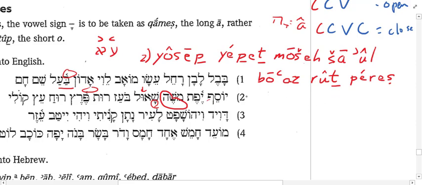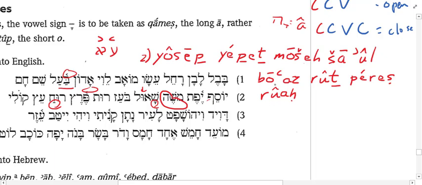The next word is resh. It's an R. A shurik, which is a historically long U. And then notice that we have a het with a pathak that has slidden over to the right just a hair. That tells us that this is a furtive pathak. So the het is going to have this little a vowel sneak in right before it.